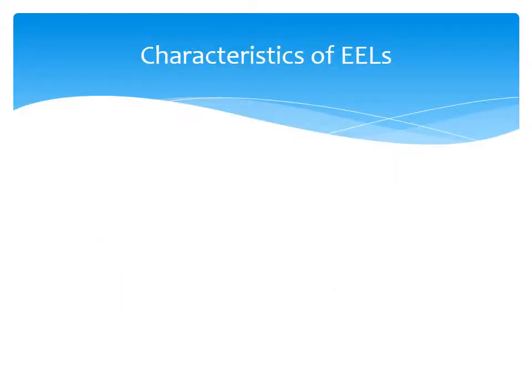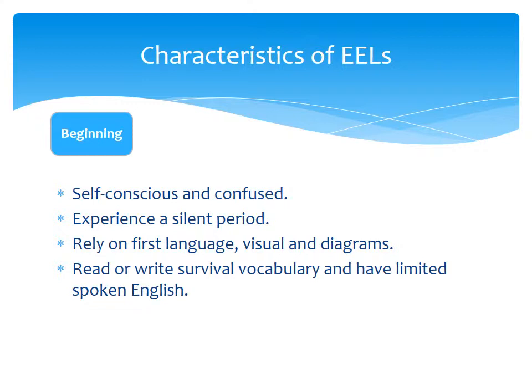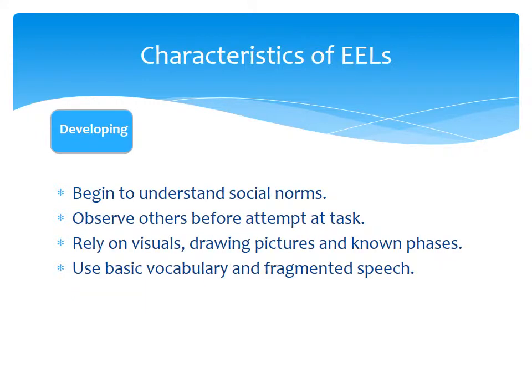Now let's talk about the characteristics of ELLs. Alberta 2010 divided ELLs' language proficiency into 5 levels, which are beginning. ELLs in the beginning level are self-conscious and confused, experience a silent period, and respond with 1 or 2 words or memorized expressions. They rely on their first language. ELLs in the developing level begin to understand social norms such as eye contact and personal space, but they always observe others before attempting a task.